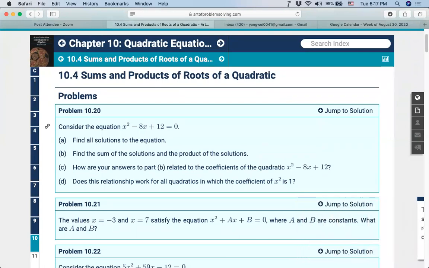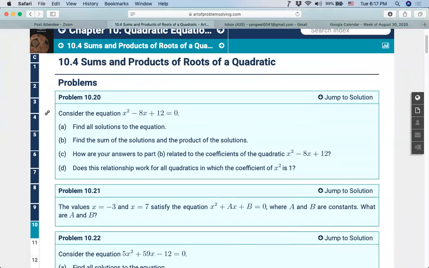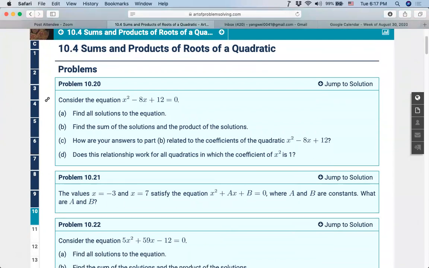we try to find the sums or products of the roots of a quadratic. Roots, that means solutions, okay? See, this one is very important. Starting from here, we'll find a very important formula. This formula will help you a lot to solve the problems, even if you don't need to solve the quadratic equations.